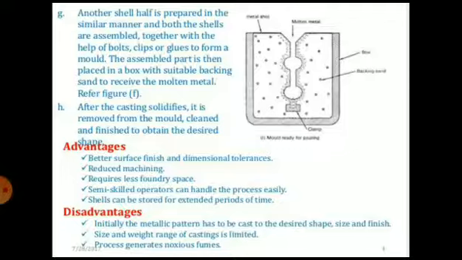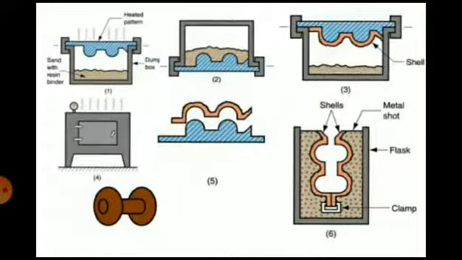Now we will see the advantages of this process. Better surface finish and dimensional tolerances can be obtained. Machining is reduced, and it requires less foundry space. Semi-skilled operators can handle the process easily. Shells can be stored for extended periods of time. Then disadvantages. Initially, the metallic pattern has to be cast to the desired shape, size and finish. Size and weight range of castings is limited. The process generates noxious fumes.